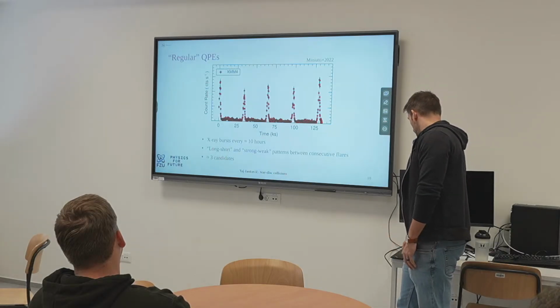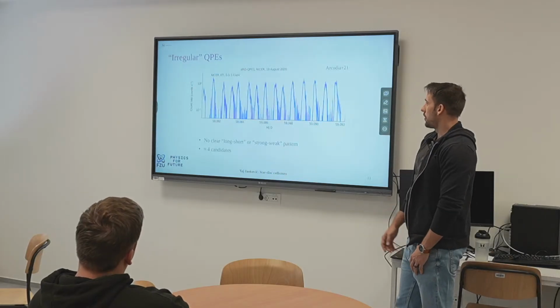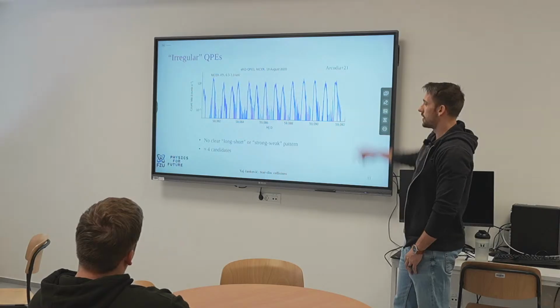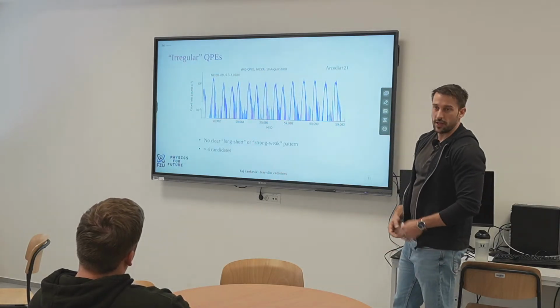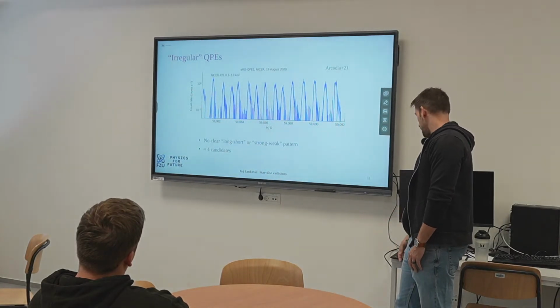And we have 3 candidates of such events. Then we have irregular QPEs, which show these irregular signals. So there is no clear strong, weak, or long, short pattern. And we have approximately 4 candidates.